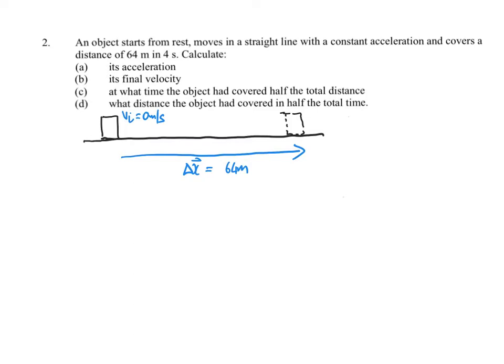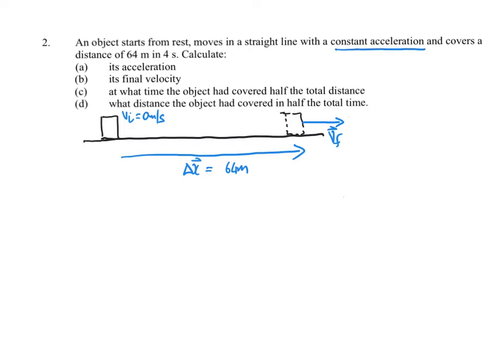However, with the displacement we associate a direction with it as well. We will come to that. It does not tell us what the final velocity is, so that's unknown, and it asks us to calculate its acceleration, and notice it's a constant acceleration.